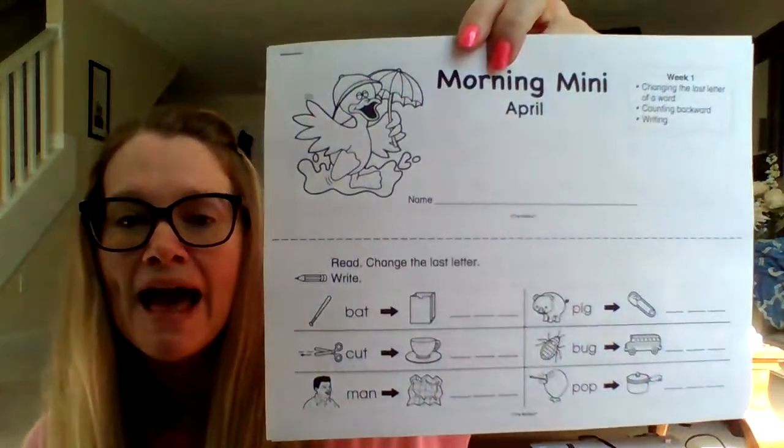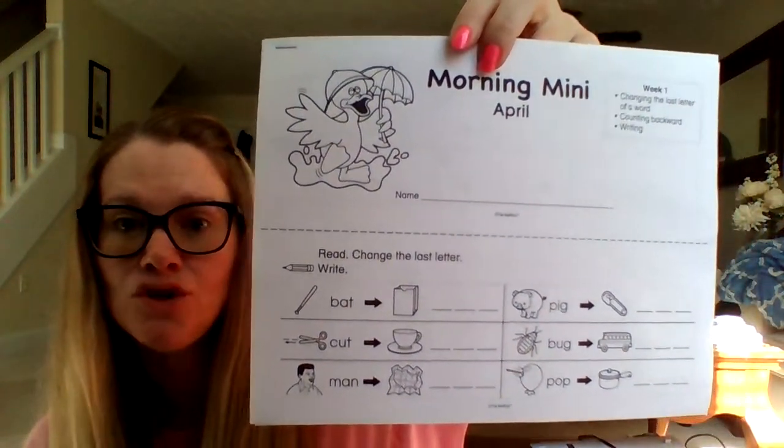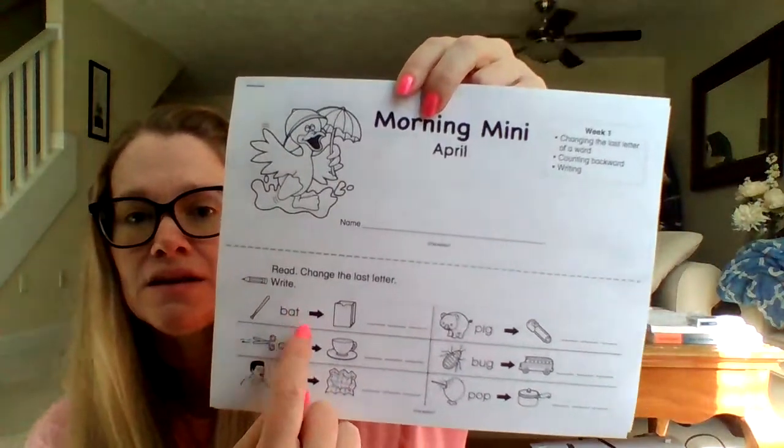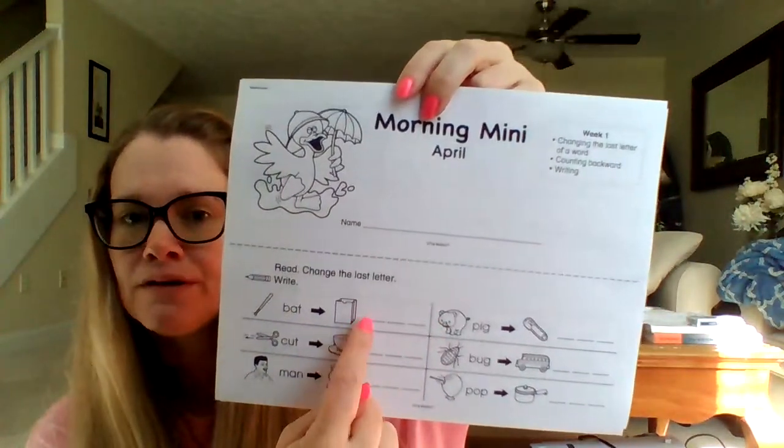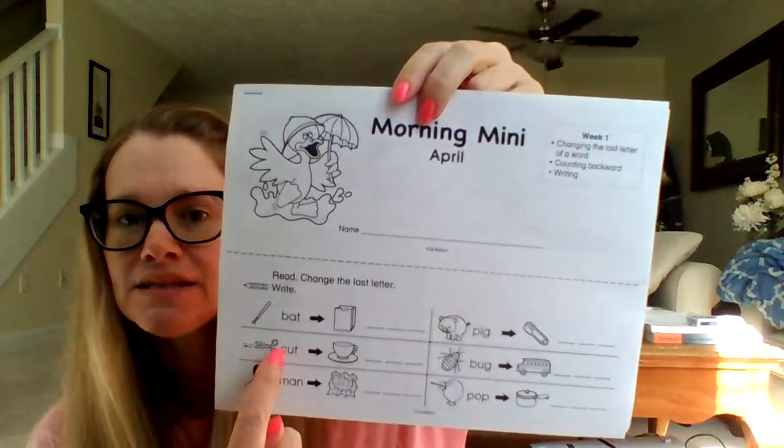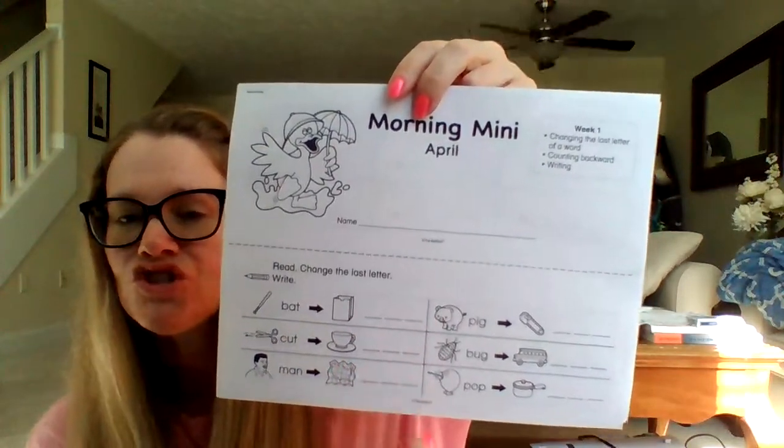Okay, so looking at specific day activities, you have a reading activity. You either have a book that was clipped to your day 3 or you have a paper passage to work on. You also have another mini morning booklet for April. So you're changing the last consonant to make a new word. So you're changing bat to bag. So you'd write b-ag. Cut to cup. So you're just changing the last letter to make a new word.